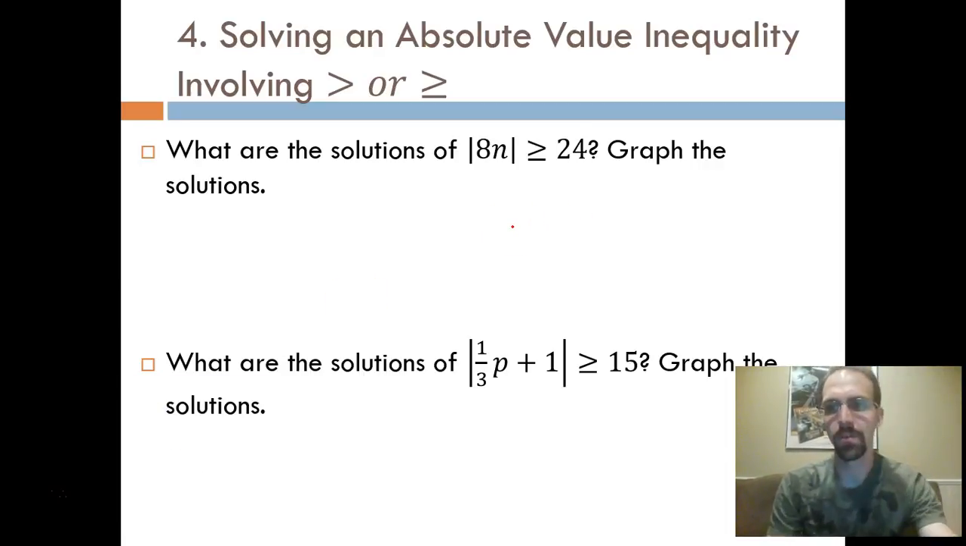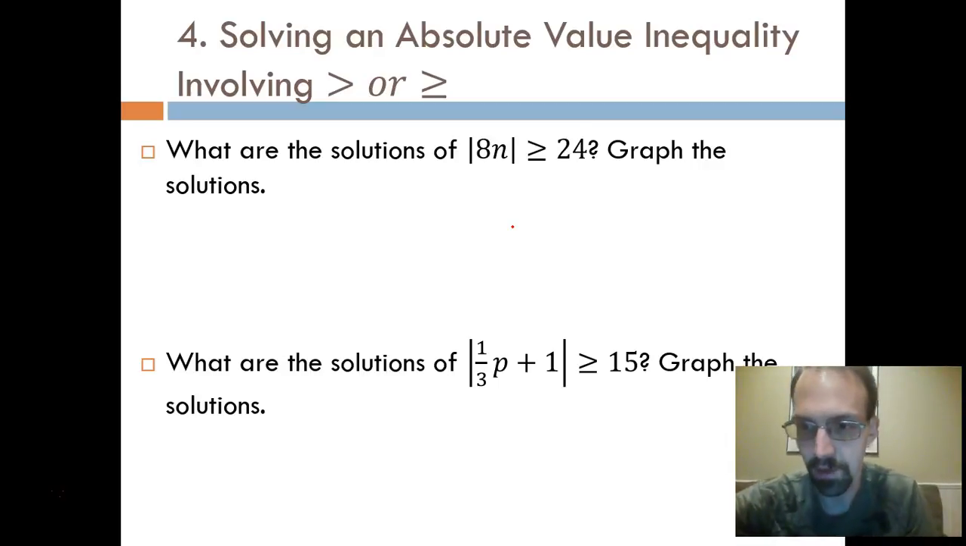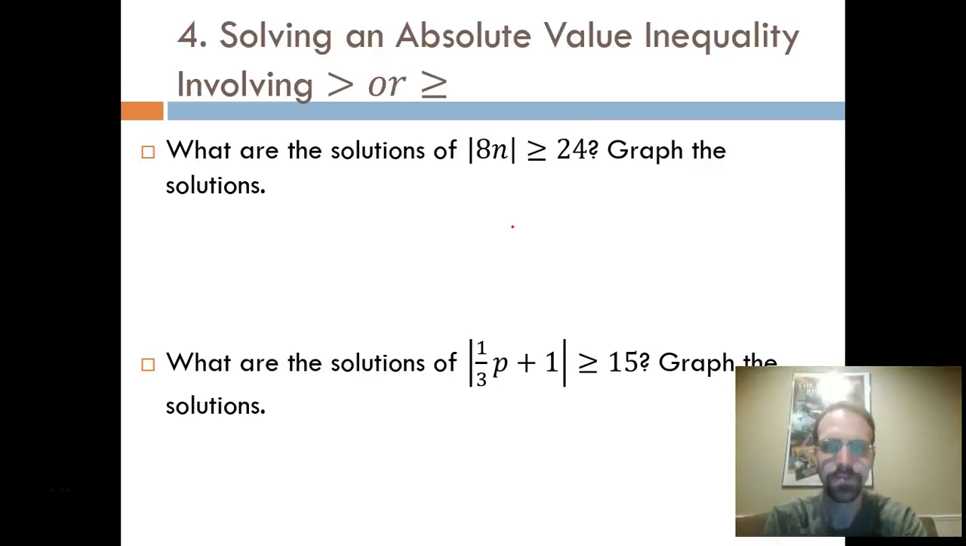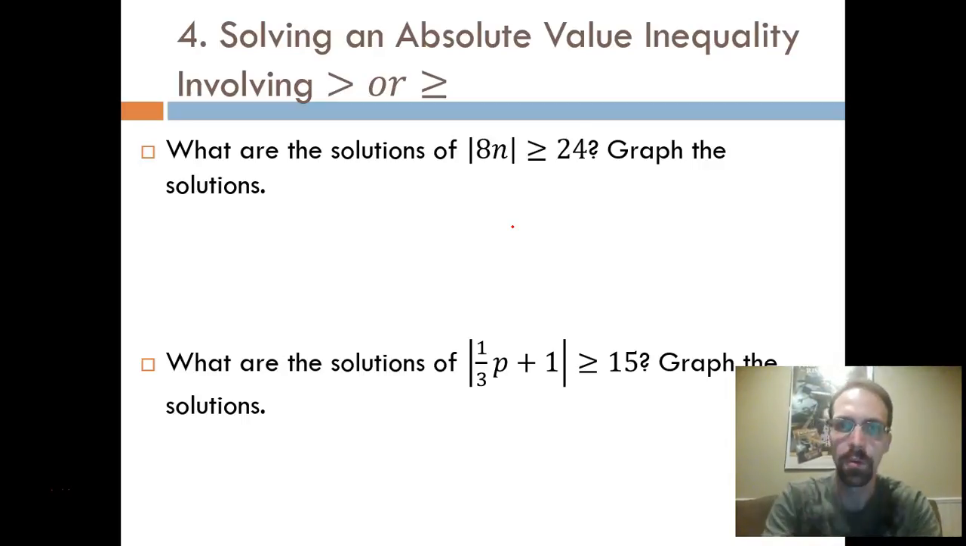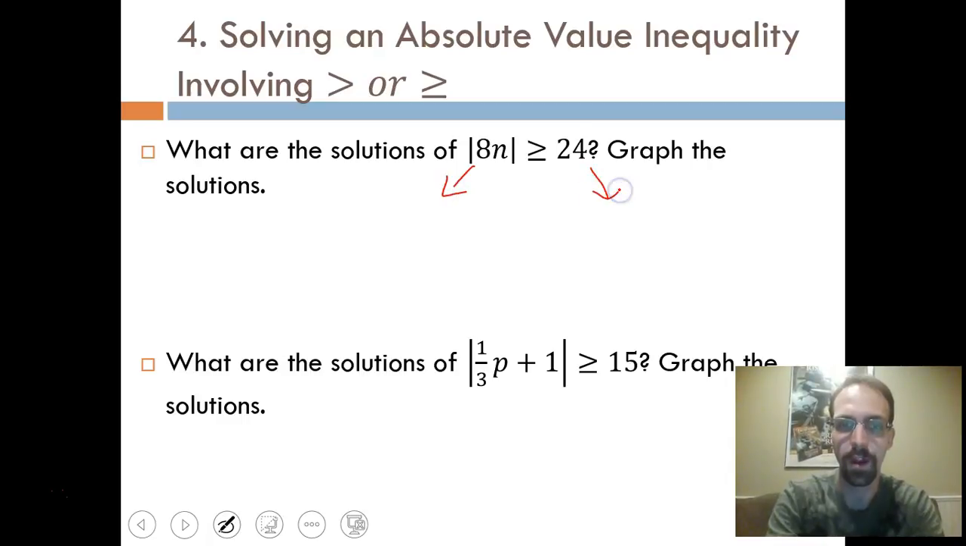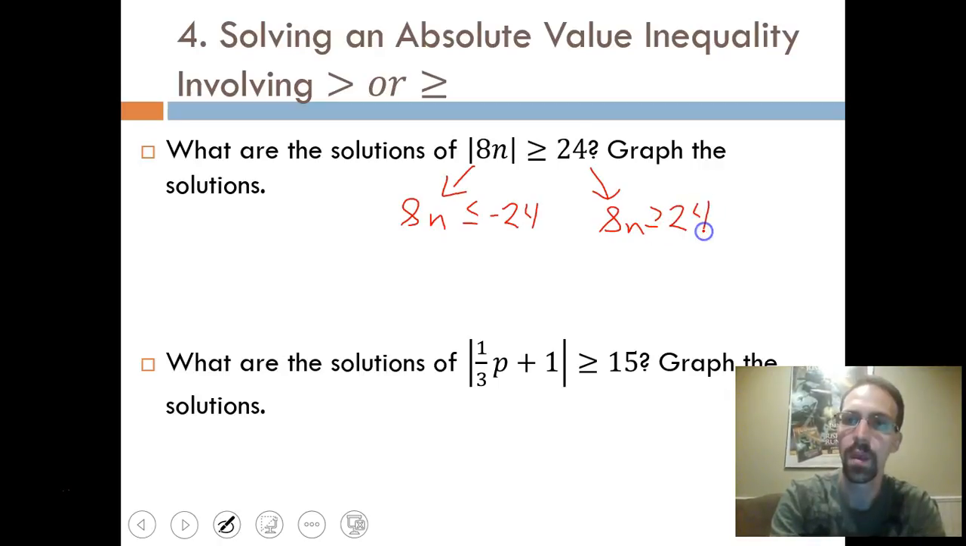Bear with me, I'm not using my normal writing, so my writing is not as neat, so I apologize. So we split it up. It's already in the absolute value, so now we split it up into its two parts. So we have arrow and arrow. Then we have 8n is less than or equal to negative 24, and 8n is greater than or equal to 24. And then we solve to get n by itself, just like we normally did.